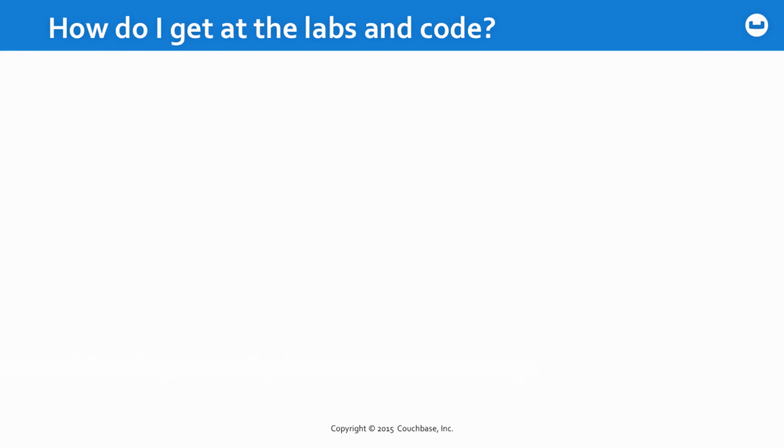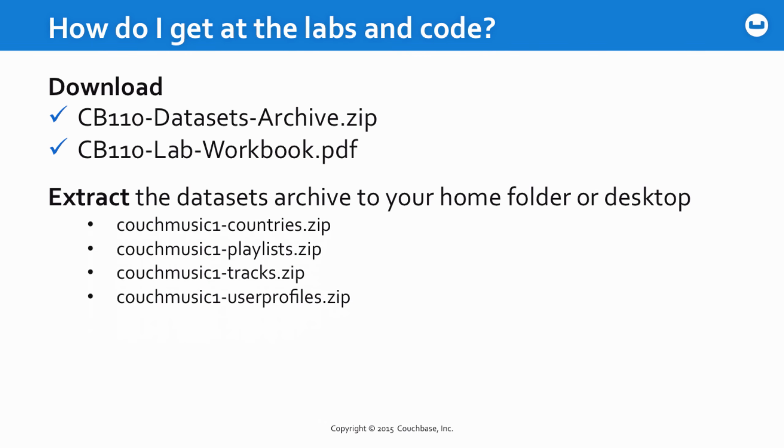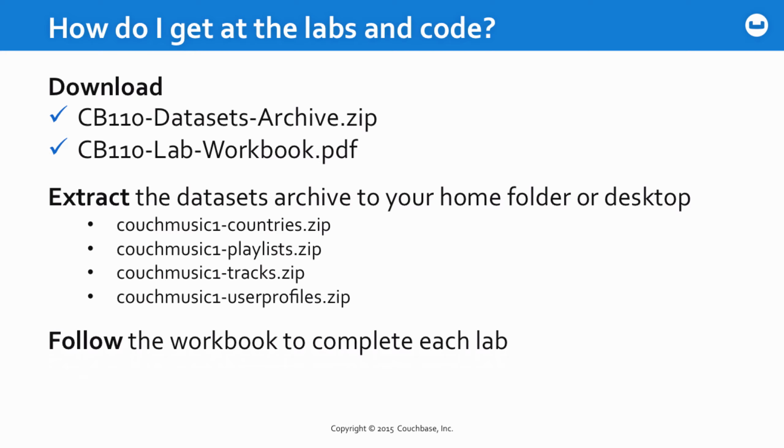To get at your labs and your code, in the Learning Management System, you'll download CB110 Datasets Archive, also CB110 Lab Workbook. You'll then want to extract the datasets archive to your home folder or desktop. There will be 4 zip files available, all of them relating to a bucket that we will create called CouchMusic1, and 4 separate document sets for countries, playlists, tracks, and user profiles. Then, after watching each video here in the Learning Management System, you'll follow the provided workbook to complete each lab.